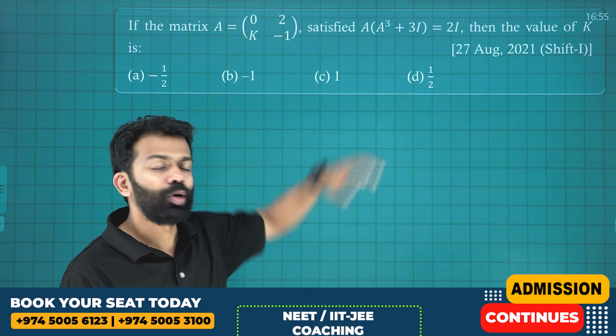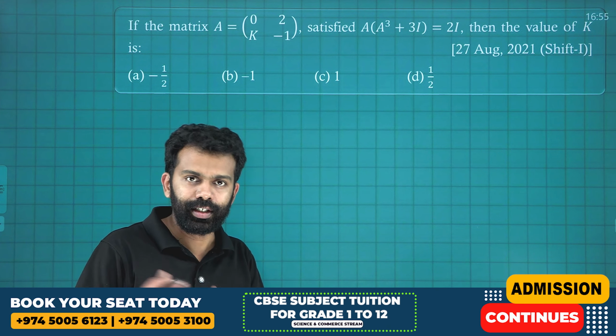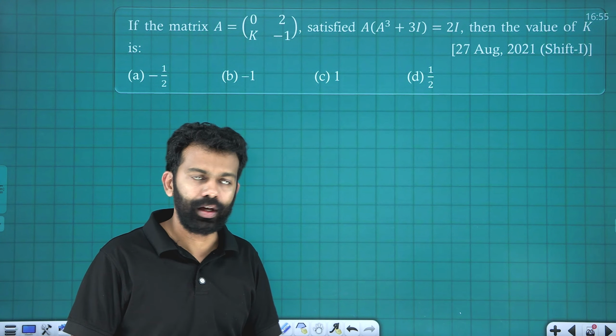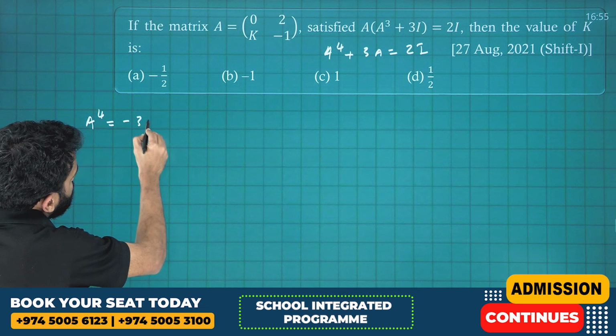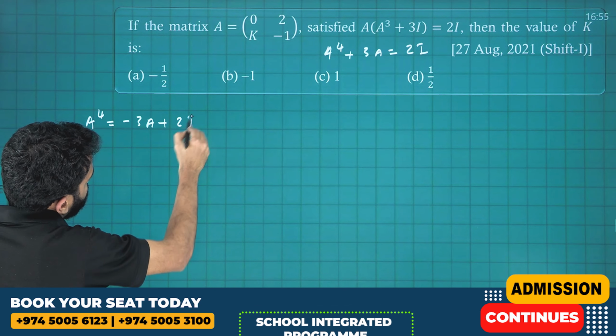Fortunately, this problem also we can solve in terms of Cayley-Hamilton theorem. So I'm just opening the bracket here and you will get what? A raised to 4 plus 3A, that is equal to 2I. So what is A raised to 4? A raised to 4 is equal to minus 3A plus 2I.